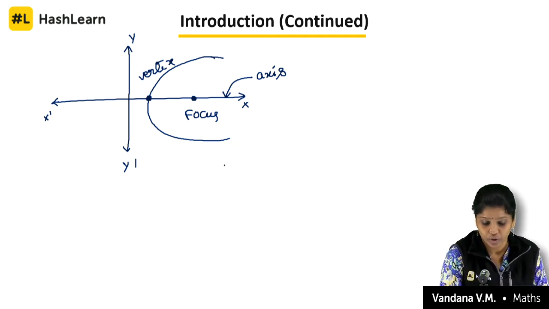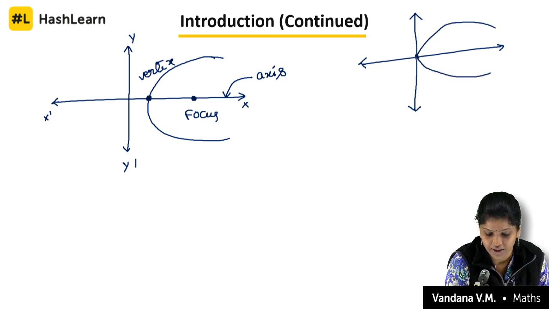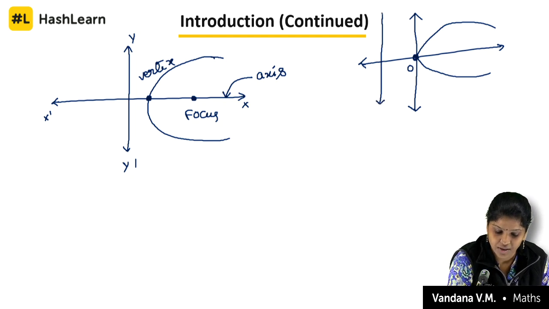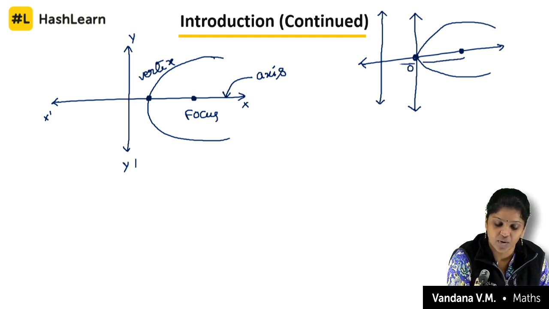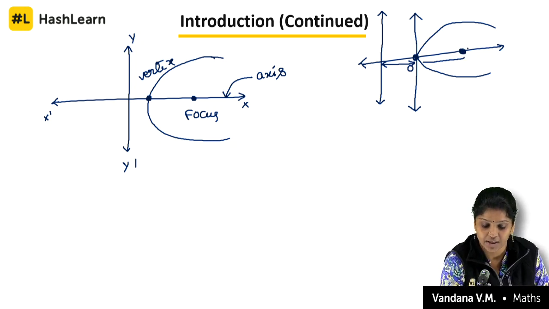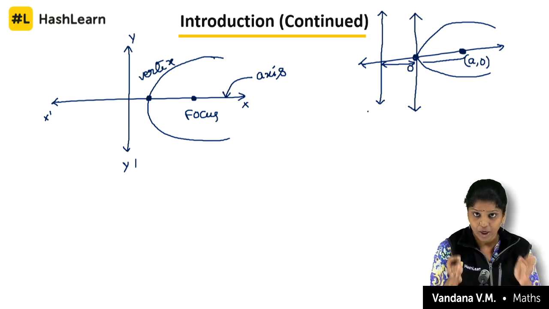But according to your boards, your vertex is always near the origin. So this is your directrix and this is your focus. I told you, right? The distance from here to here must be equal to the distance from here. Suppose the focus is on the x-axis, the point will be of the form a comma 0. So then it is equal distance.